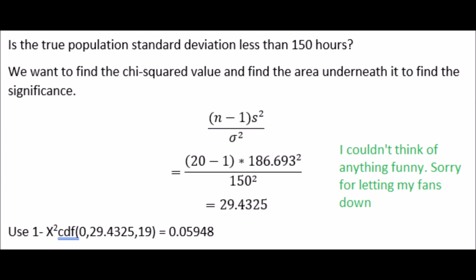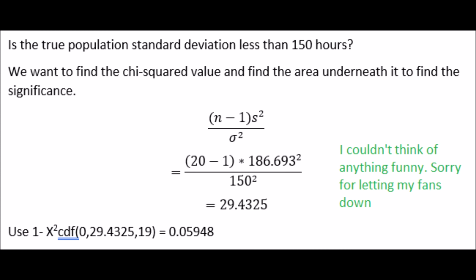Now, our goal is to find if the true population standard deviation is less than 150 hours. We want to find the chi-squared value at this standard deviation and find the area below it to find the significance. We should plug the population standard deviation into the formula we used earlier. Then, we go to the calculator again and use the chi-squared CDF command.